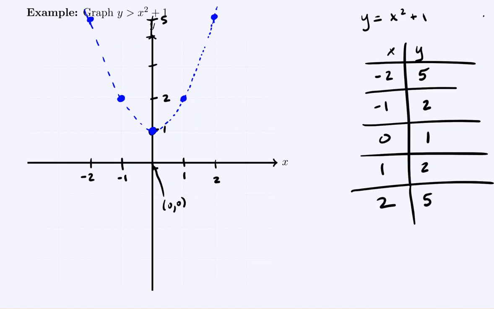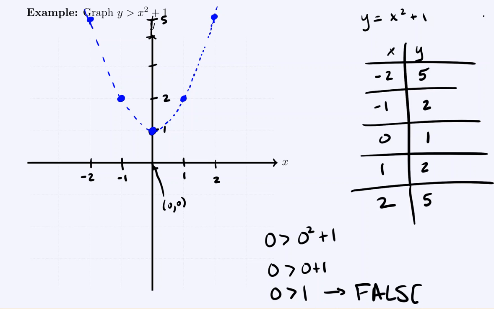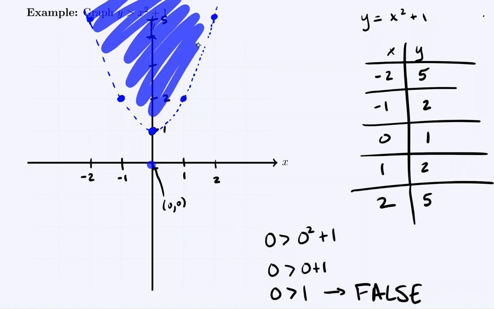So plugging 0, 0 in, that's saying when y is 0, x should be 0, and let's see if this is true. 0 is greater than 0 plus 1. Is 0 greater than positive 1? This is false. That's not true. So since the point 0, 0 gave us a false statement when we plugged it into the inequality, that means we should shade the opposite section. 0, 0 was in the section below the curve, so we should shade this section.